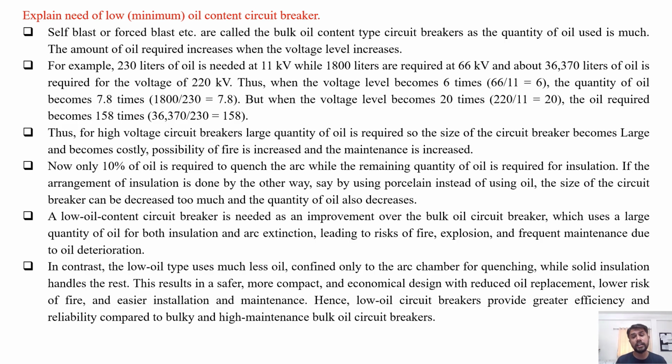Thus, when the voltage level becomes 6 times, that is 66 by 11 is 6 times, the quantity of oil becomes 7.8 times, that is 1800 divided by 230, which is 7.8 times. But when the voltage level becomes 20 times, that is 220 kV compared with 11 kV, the oil required becomes 158 times, that is 36,370 divided by 230 is equal to 158. Thus, for high voltage circuit breakers, a large quantity of oil is required, so the size of the circuit breaker becomes large and costly. Possibility of fire is increased and the maintenance is also increased.